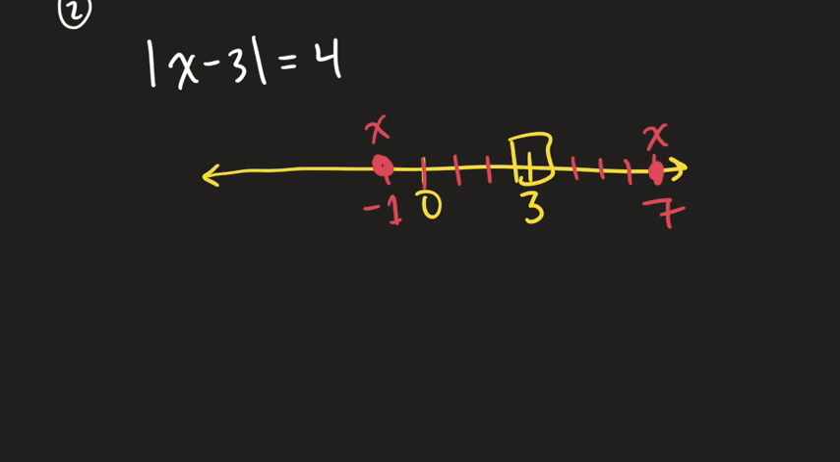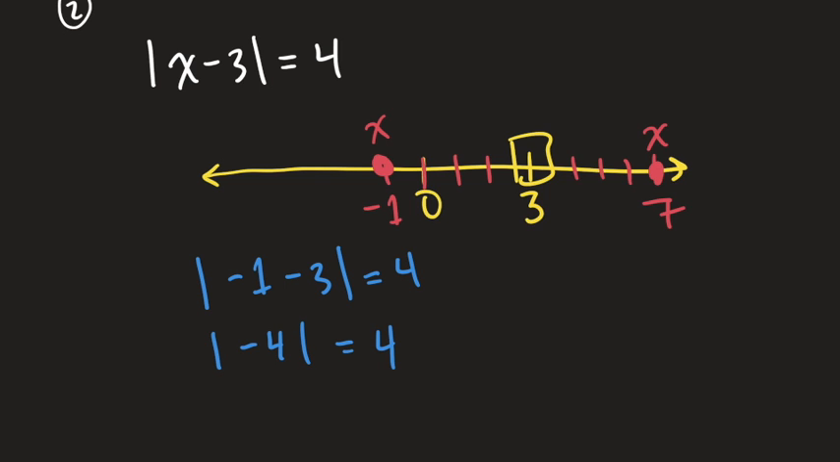How do we know that these values are correct? You can always plug it back in. Let's plug in -1 for x. Is this statement true? Is the absolute value of -1 minus 3 equal to +4? Let's simplify and find out.